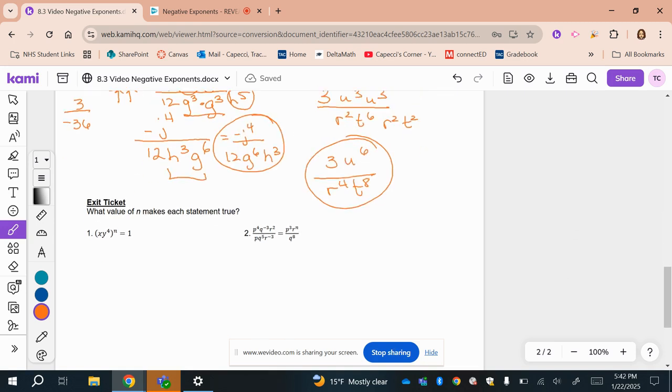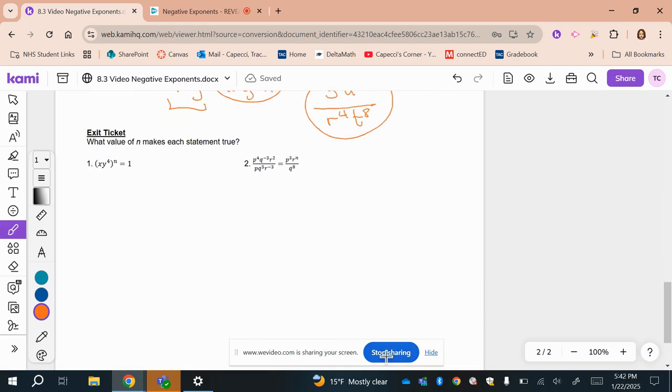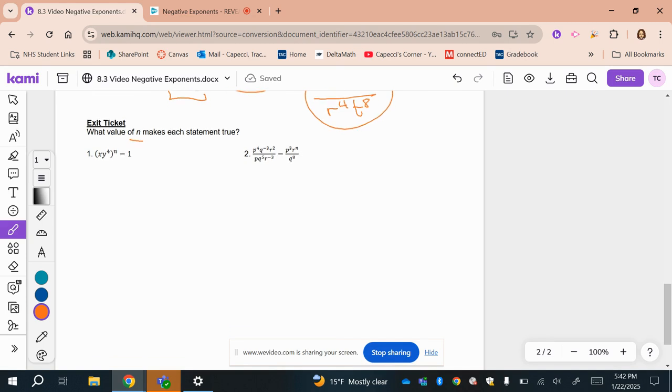Okay, let's take a look at our last few problems. What value of n makes the statement true? Well, I have an n as my power, and I notice I have x, y to the 4th raised to a power is equal to 1. Well, the only thing that's going to work there is 0, right? Anything to the 0 power is going to be 1. So in that case, my value for n is equal to 0.